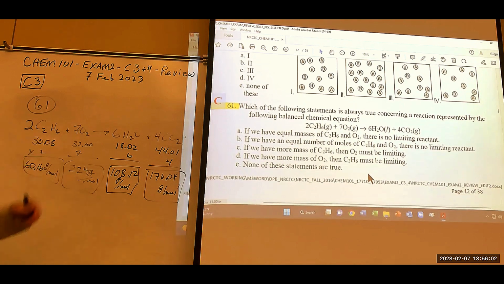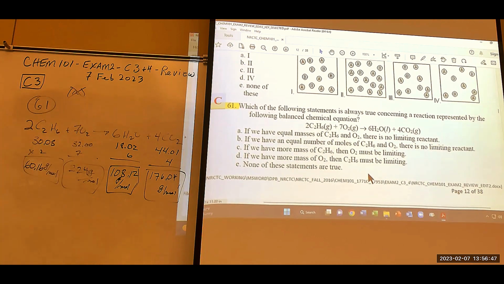Okay, now we should be able to answer these questions. Which ones are always true? If we have equal masses of C2H6 and O2, there's no limiting reactant. Equal masses? Well, say we have that equal to that. This has excess, and that would be limiting. Right? So equal masses means there is a limiting reactant. Whether you make them both equal to this one or both equal to that one, this one would still be limiting if they were equal masses. So A is false.